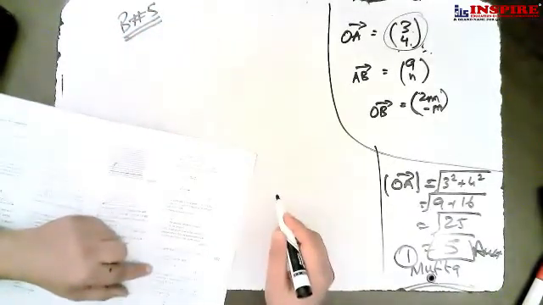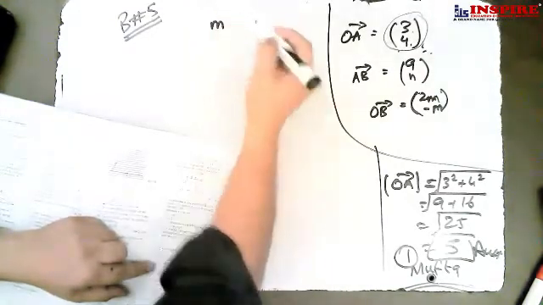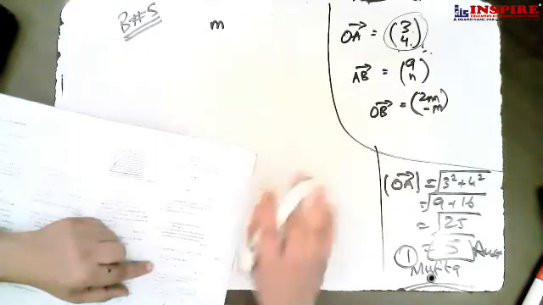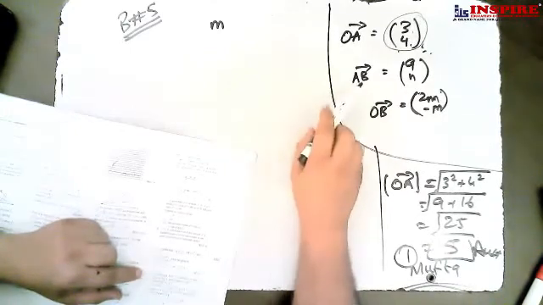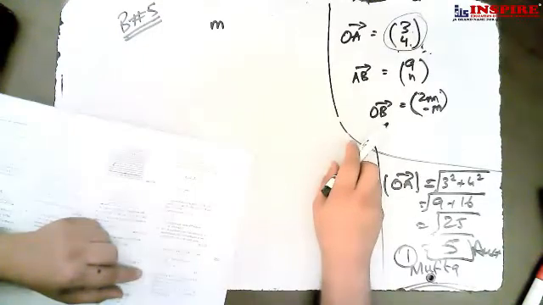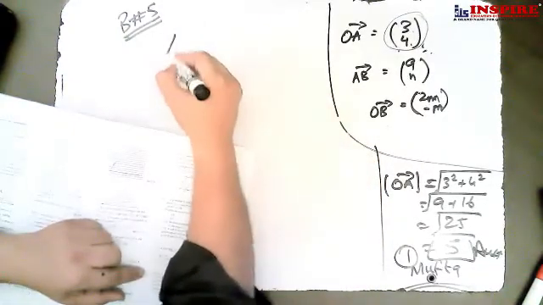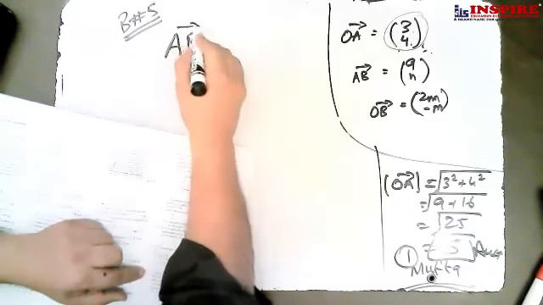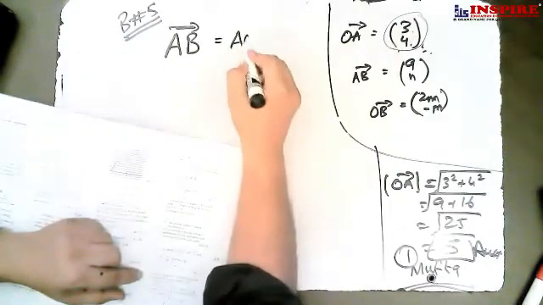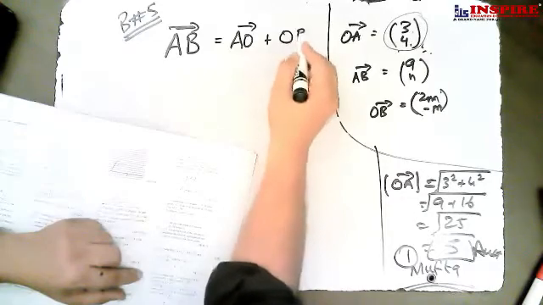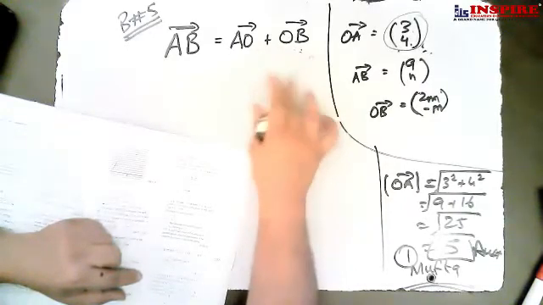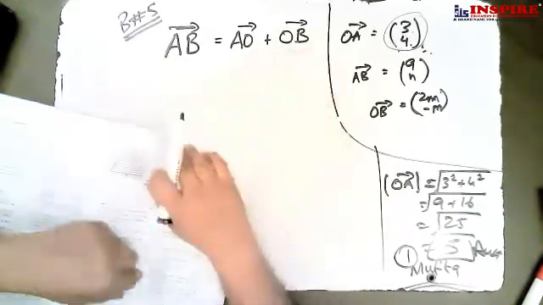M. We have to find the value of m. One second. A B, O A, O B. Hang on, if I want to go from A to B, can I go from A to O and O to B? Isn't this AB again? Yes or no? Hang on.